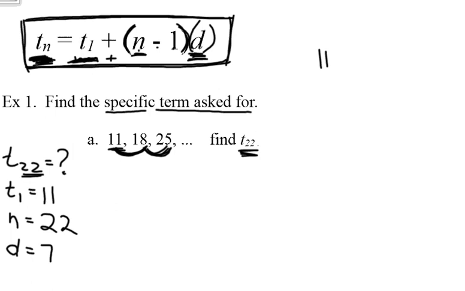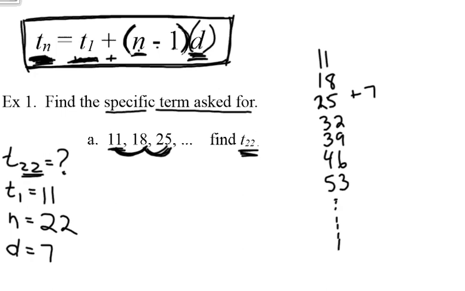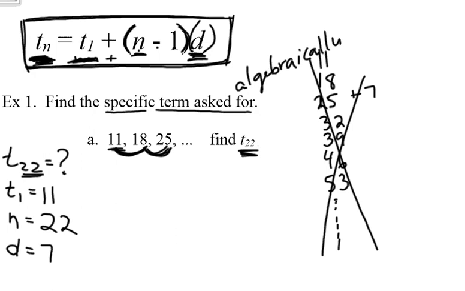Now there are students that on an exam will say, oh, 11, 18, 25, I don't know how to do algebra, I don't know how to use a formula, so I'm just going to add 7, because that's our common difference, and keep going until I get to the 22nd term. Well, you can do this process if you want. You will not get marks. All of the instructions, please understand, find a specific term asked for, you can add the word algebraically to every instruction that's given to you. Don't do it just by adding common differences and things. You need to be able to do it algebraically.